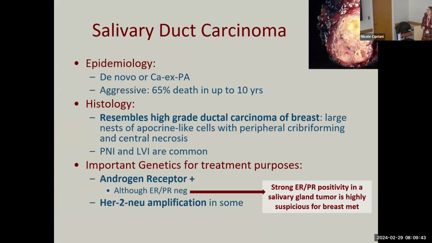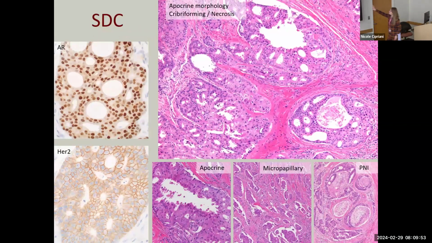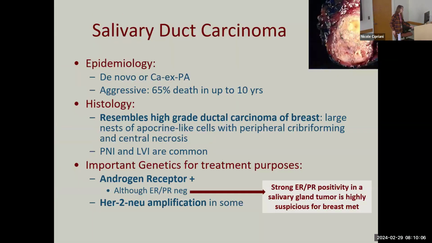Salivary duct is very similar to high-grade DCIS. The difference being that as opposed to these large nests, right, large nests with comedo necrosis, instead of these being intraductal, these are invasive, right? So you will not see a P63 or P40 positive layer around these, but on low power, they can sort of resemble DCIS. So salivary duct can either be de novo, but often can arise out of a pleomorphic adenoma.